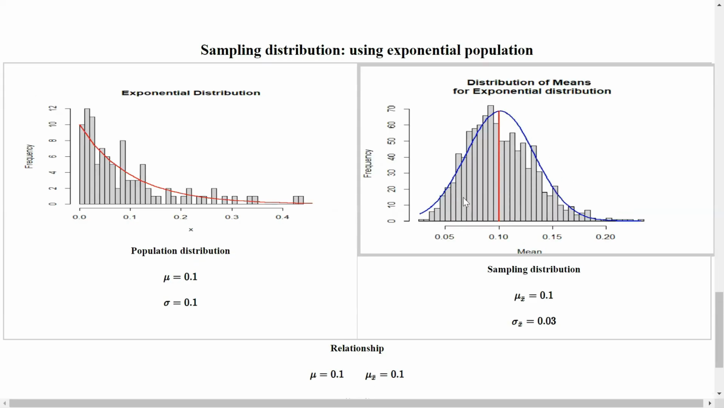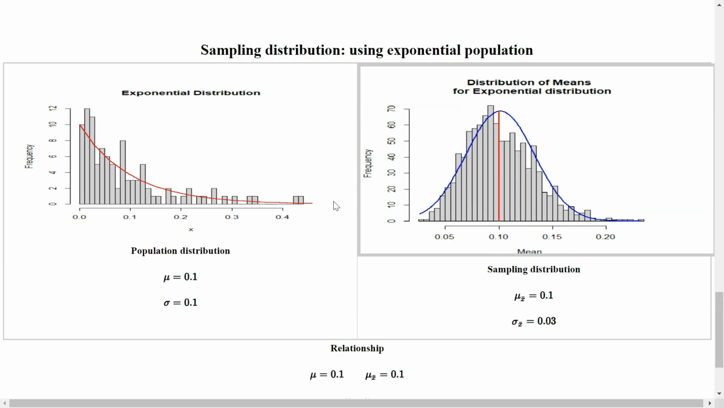This histogram superimposed with a smooth curve shown here is the distribution of the sample means, popularly known as the sampling distribution of the sample means. The smooth curve looks like a bell curve, which implies that the sampling distribution is approximately normal.